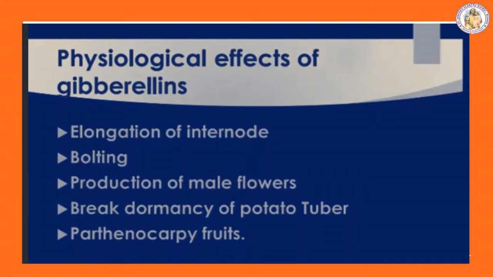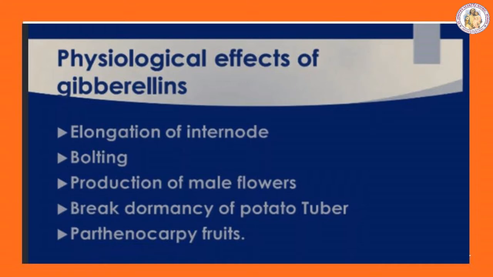Application of gibberellins on plants stimulates extraordinary elongation of the internodes. You can see in corn and pea there is extraordinary elongation of the internodes. Treatment of a rosette plant with gibberellin induces sudden shoot elongation followed by flowering. This process is called bolting.